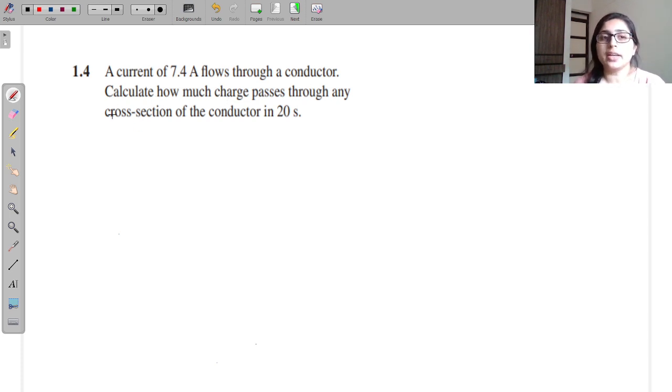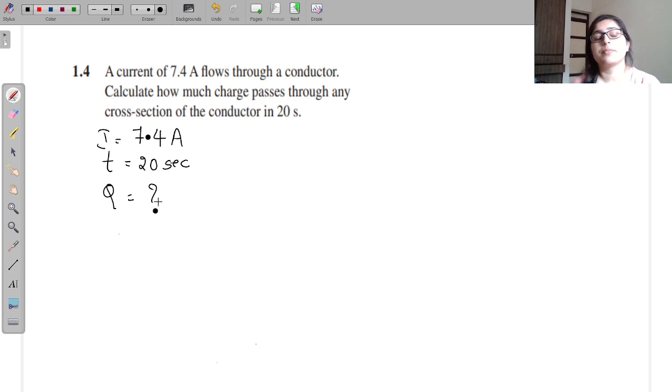So what is the given data? Current is given, that is 7.4 amperes. Time is given, that is 20 seconds. Then they are asking what is the charge which is passing through this. We already know the formula for this, that is I is equal to dq divided by dt.